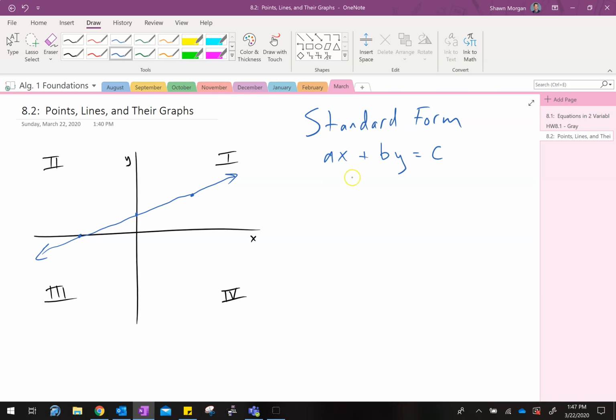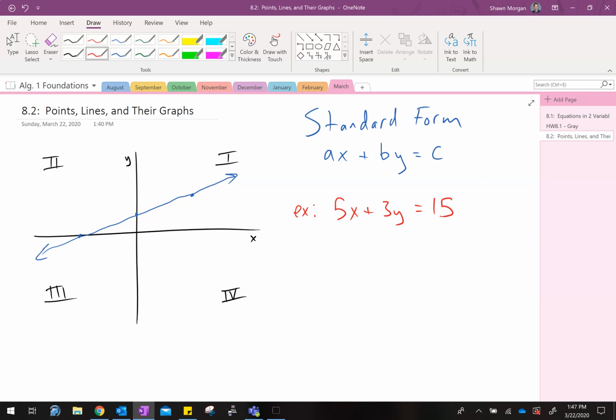In fact, I think the text that you guys deal with would probably say A, B, and C will be integers, and that's fine as well. That just means positive or negative whole numbers, counting numbers, if you will. But anyway, the standard form is something that you definitely want to be familiar with. So for example, if I gave you 5x plus 3y equals 15, that is a line, that's a linear equation. The equation's graph is a line, and that equation is given to us in standard form.